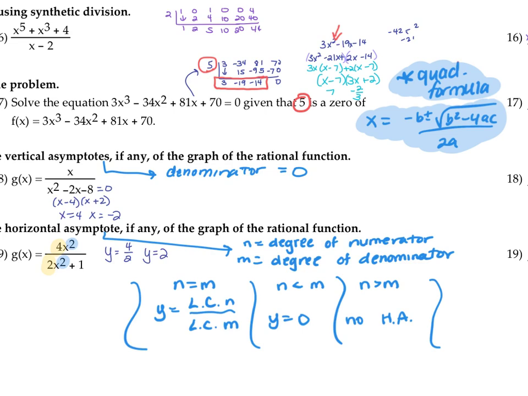Will there be slant asymptotes on the test? Well, you have to say that again. Will there be slant asymptotes? No, on the test? No. If it's not in the packet, it's not on your test.